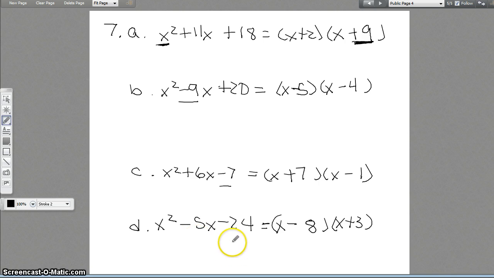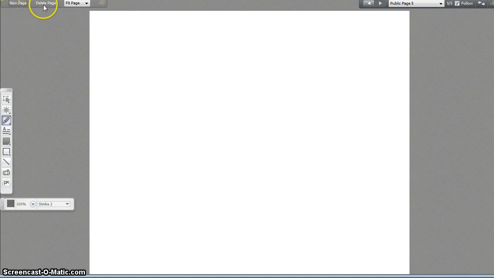So this is how you need to work number 7, which is just like number 14 that I assigned for homework. So now we're going to move on to number 8. Number 8 is factoring. It's just like number 7, except they didn't give you half the problem already this time. This time you have to work the entire thing.